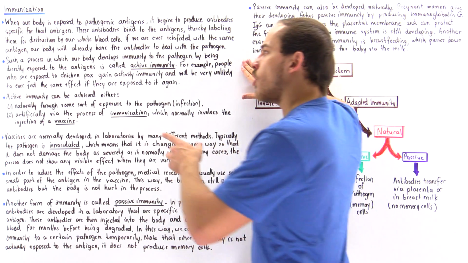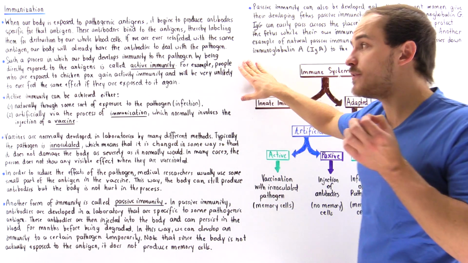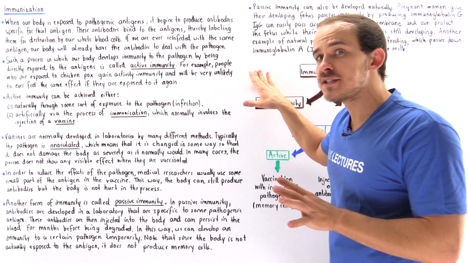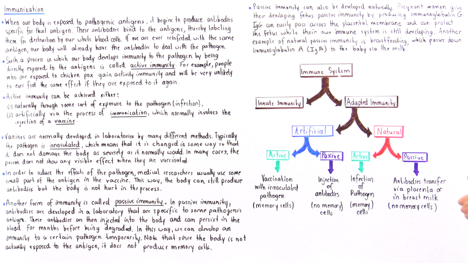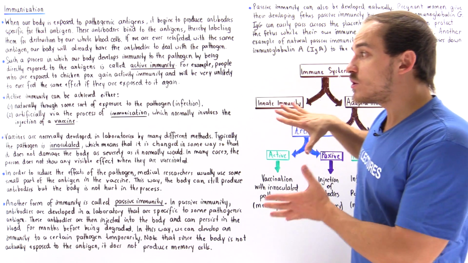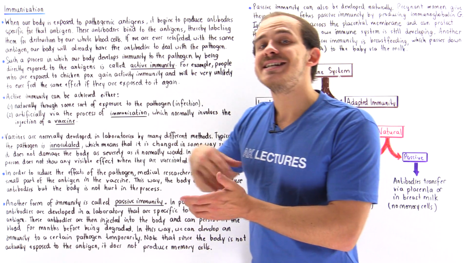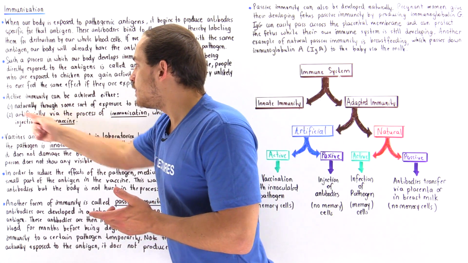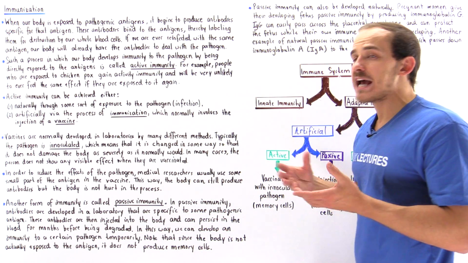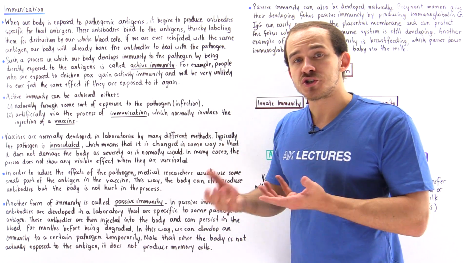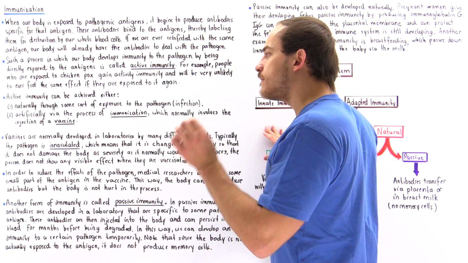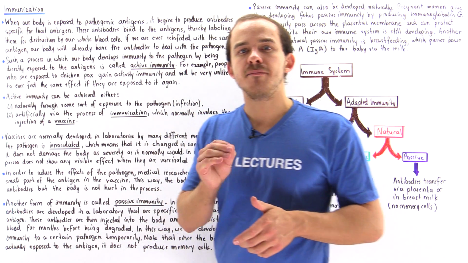For example, people who are exposed to chickenpox gain active immunity and will be very unlikely to ever feel that same effect they felt the first time when they were exposed. Now, there are two processes by which we can gain active immunity. What we just discussed a moment ago is a natural process. So active immunity can be achieved either naturally through some type of exposure to that pathogen, for example, an infection, which is what we discussed earlier, or we can actually induce active immunity artificially via a process known as immunization.